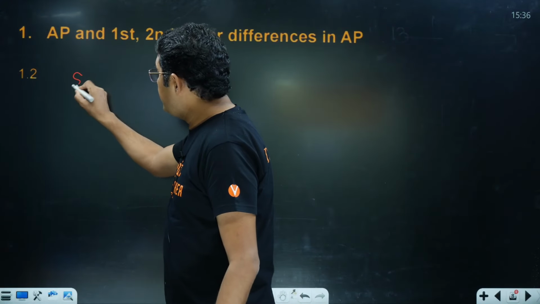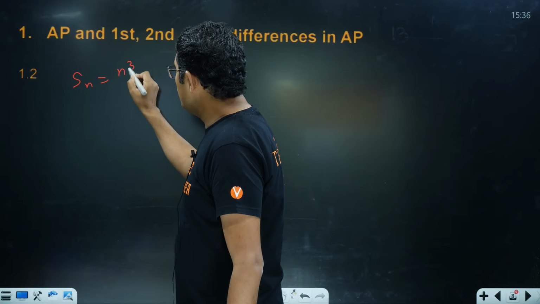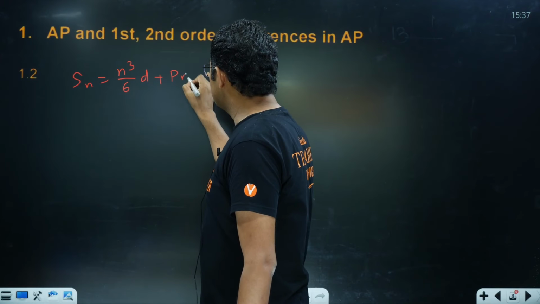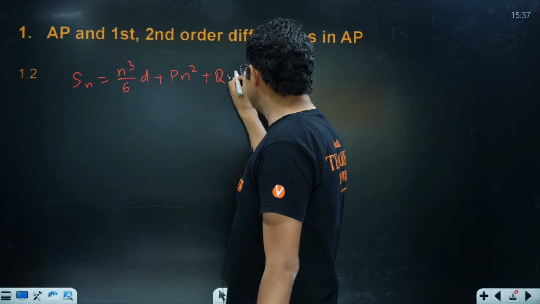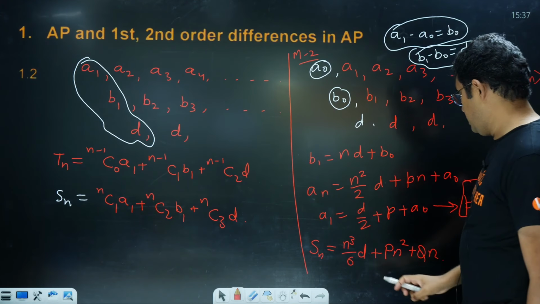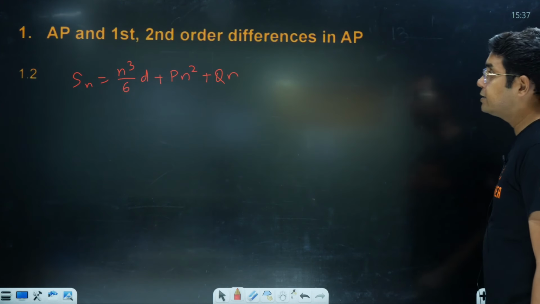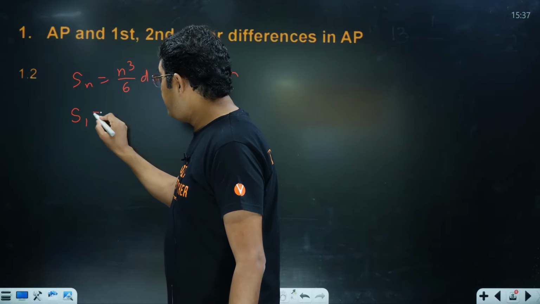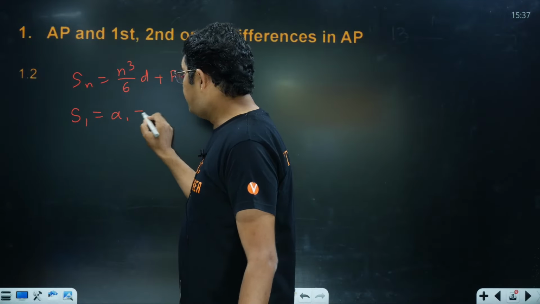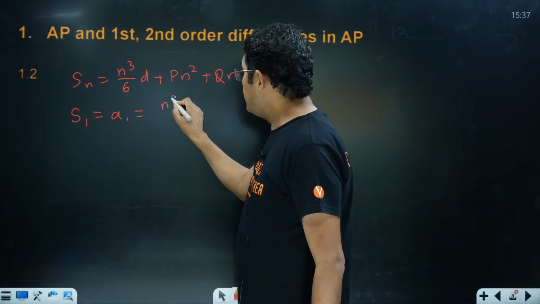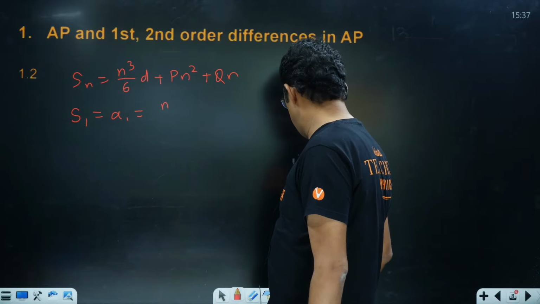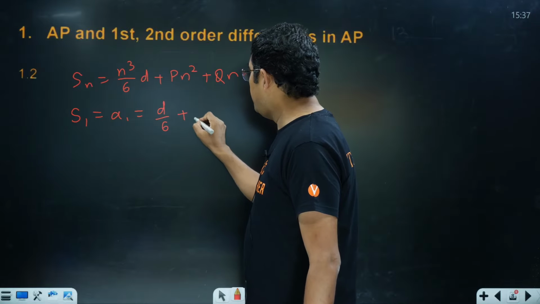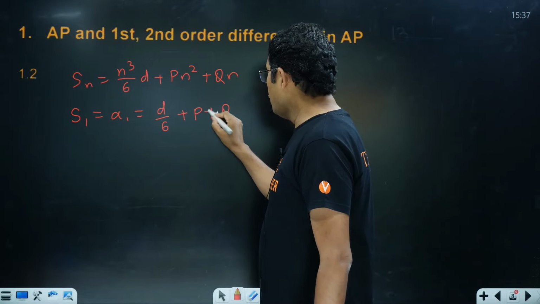I got Sn to be equal to, I think, n cube upon 6 into d plus Pn square plus Qn. Let me just verify. Yeah, this was n cube by 6 into d. Yeah, that's correct. Now to find P and Q, what I will do, I will write S1 as A1 only, so that will be one equation. So we get d upon 6, because n is equal to 1, plus P plus Q.